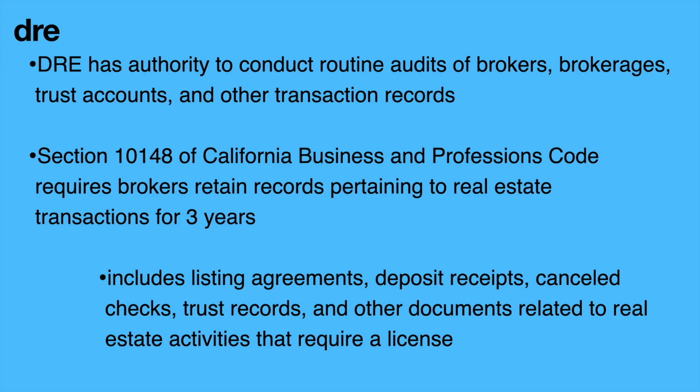The DRE has the authority to conduct routine audits of brokers, brokerages, trust accounts, and other transaction records. Section 10148 of the California Business and Professions Code requires that brokers retain records pertaining to real estate transactions for 3 years. This includes listing agreements, deposit receipts, canceled checks, and other documents related to real estate activities that require a license. Licensees must give signing parties a copy of any agreement a licensee prepares. That includes listing agreements, purchase agreements, property management agreements, contract addenda, and receipts for deposit.